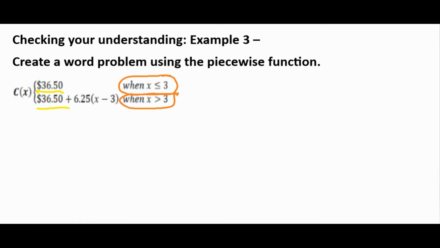So I'm just going to create an example for this one. So I'll tell you a story in this case. Let's assume $36.50, that's what it's going to cost you to go to this house party. It's going to cost you $36.50. Now, the cool thing is you get to bring 3 of your friends.